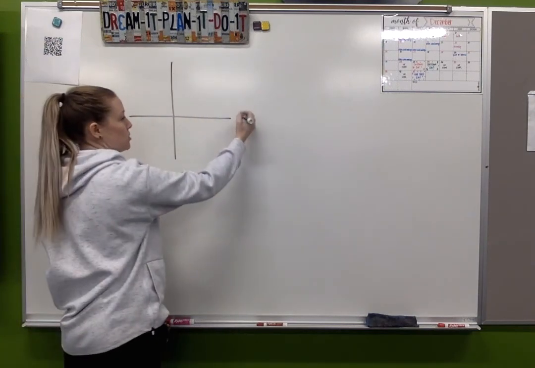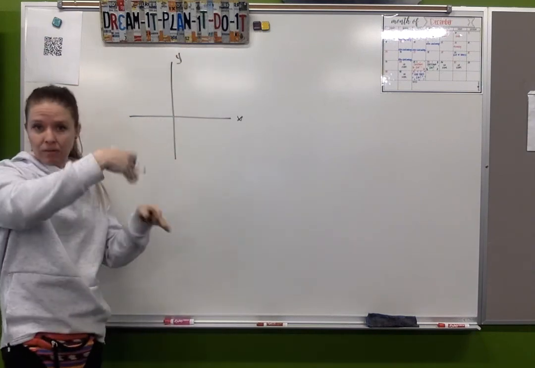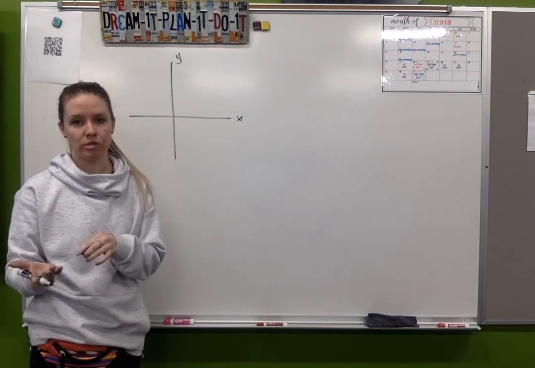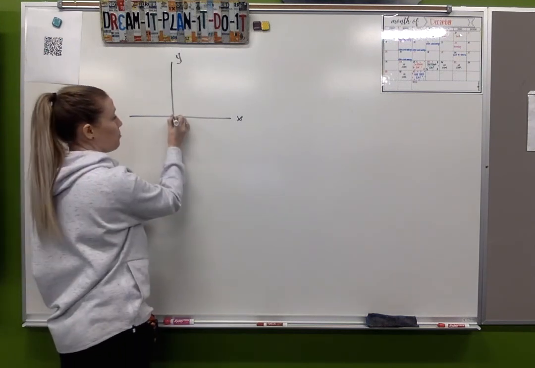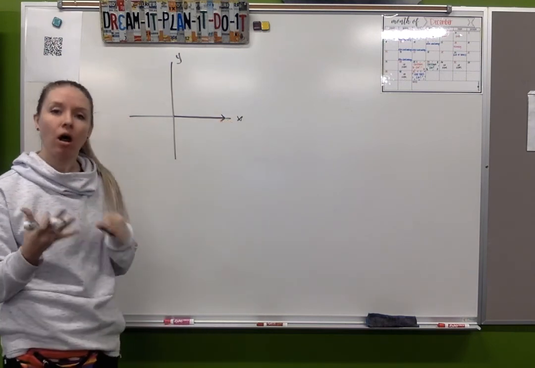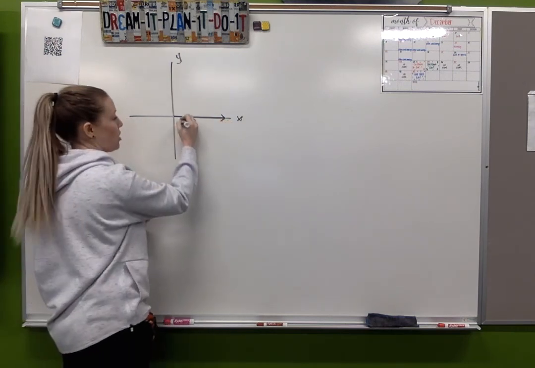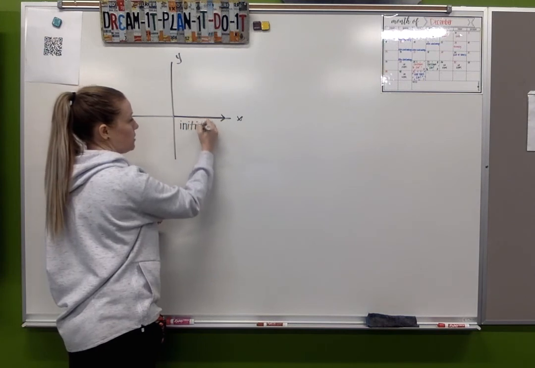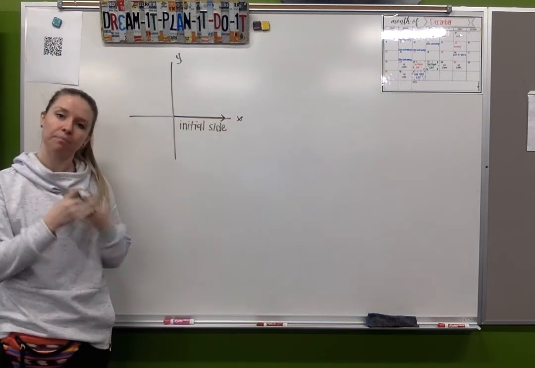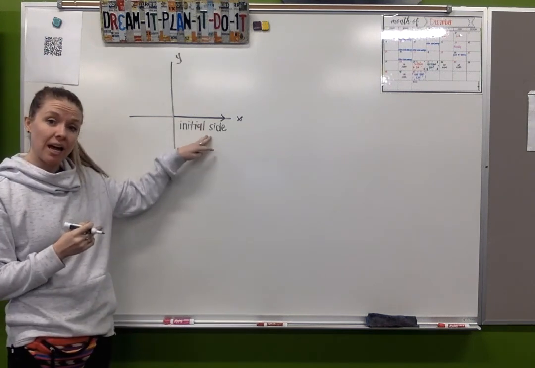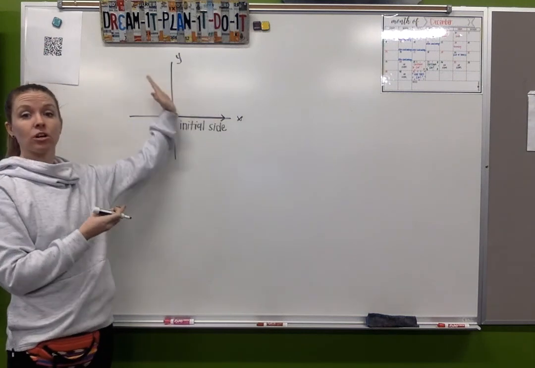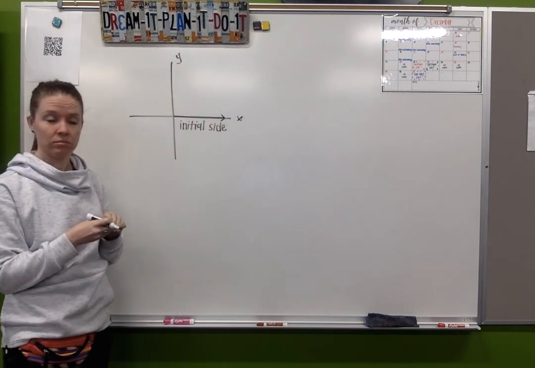Okay? So these are our x, y axes that we're used to seeing. And now we're going to be talking about angles of rotation. The positive x-axis is where we're going to base all of our angles off of. This is called the initial side. Initial meaning starting, the original, okay? So we're on the initial side, the positive x-axis, and from here, our angles are going to rotate.